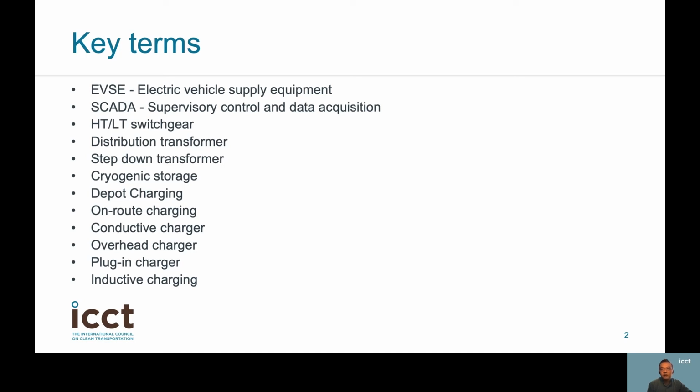The next keywords are about battery electric bus charging. Depot charging and en route charging refer to different charging locations and arrangements, whether the EVSE is installed in a depot or outside of a depot on a service route.